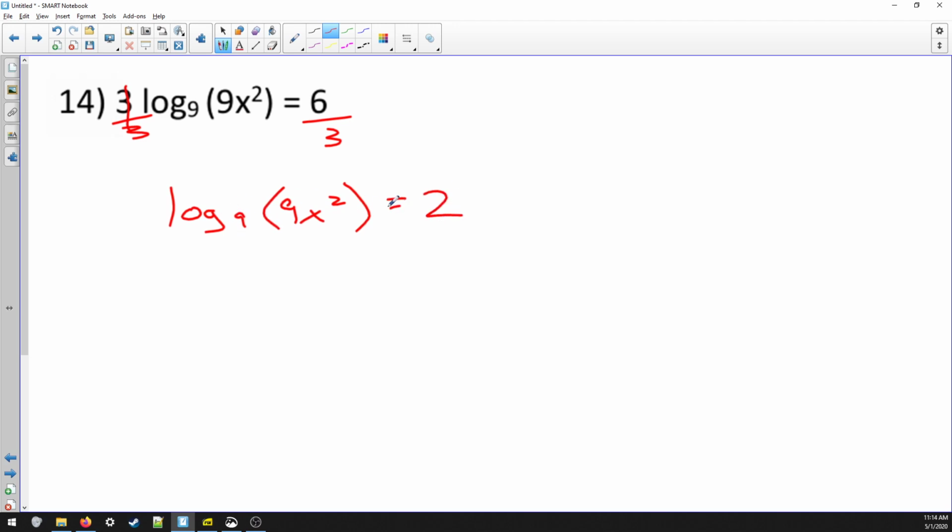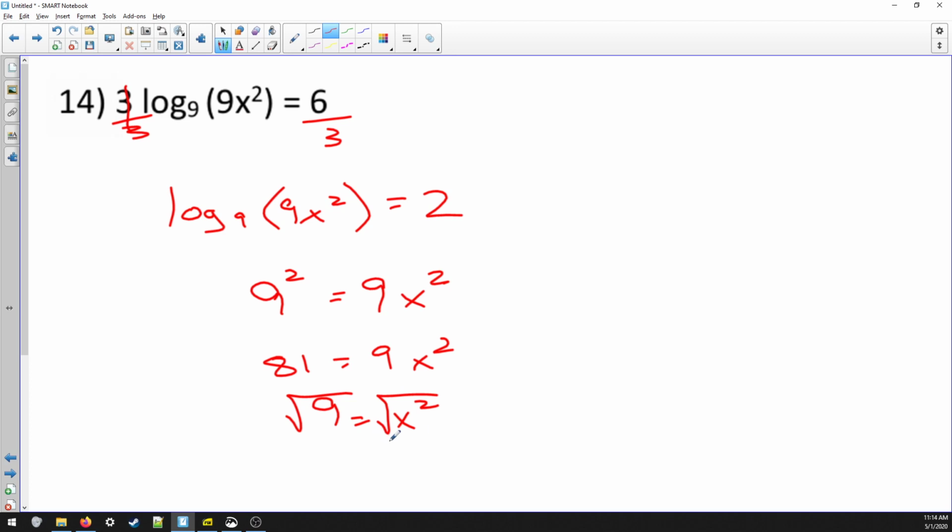Now that my log's by itself, I can do a conversion, right, and say base of 9, exponent of 2, okay? And on the other side, I'm going to have 9x squared. Okay? So this is really 81 equals 9x squared. I'm going to divide both sides by 9 to get x squared by itself. So 81 divided by 9 is 9. And now I'm going to square root. And hopefully you have not forgotten, I know it's been a while, that whenever I square root a squared, we're going to get a plus or minus. Square root of 9 is plus or minus 3.